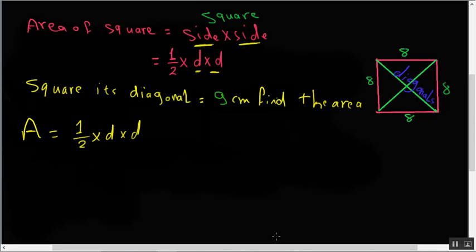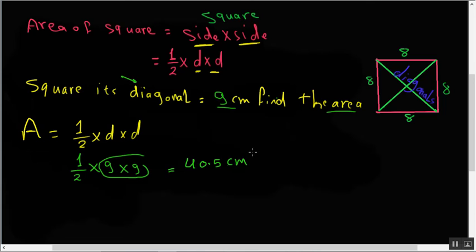This question here, he said a square, its diagonal equals 9 centimeters. Find its area. He talks about diagonals. The rule, area equals half times d times d. We'll say half times diagonal, here equals 9 times 9. 9 times 9 equals 81. We can say 81 divided by 2. 80 divided by 2 equals 40. And 1 divided by 2 equals 0.5. So the result equals 40.5 square centimeters.